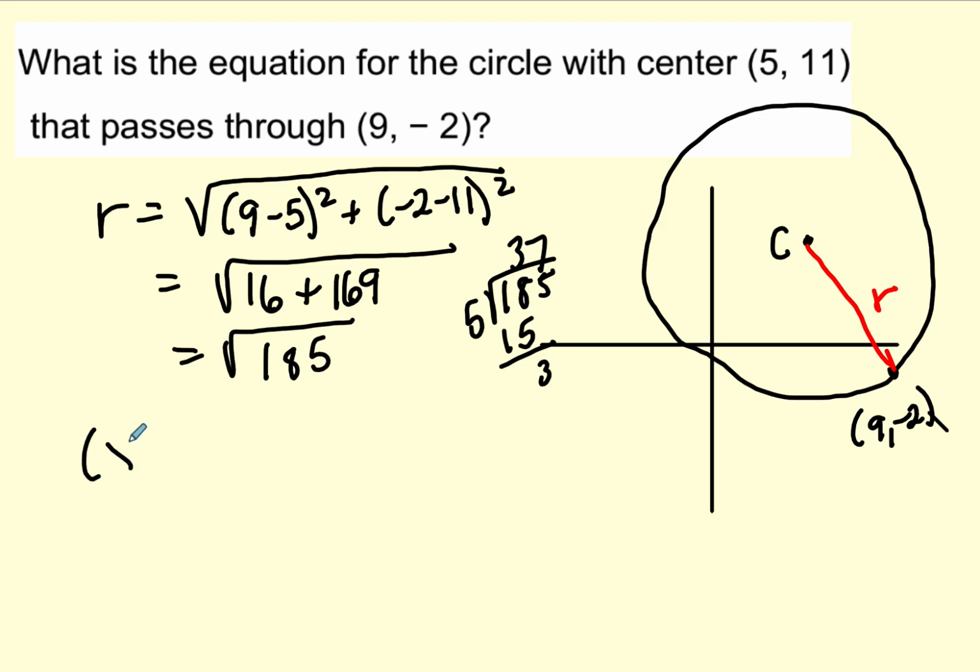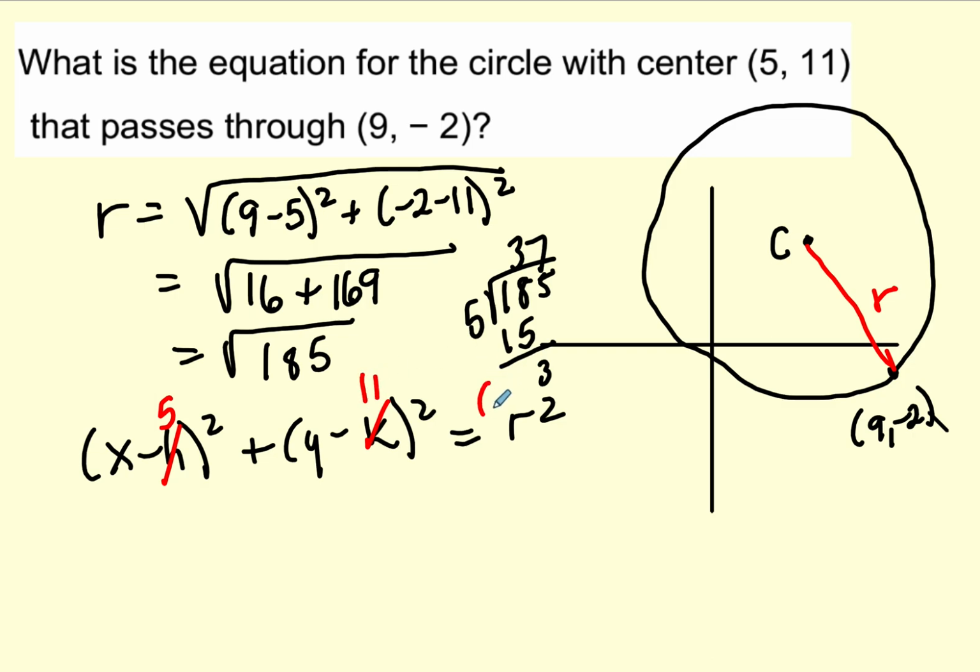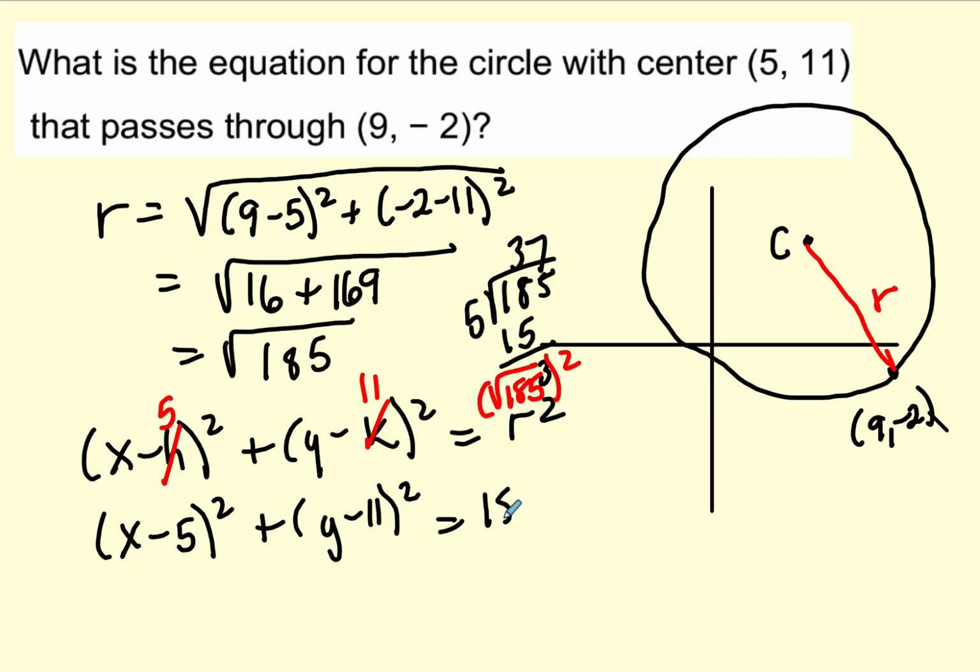So now we're going to go back to our equation, our standard equation, and we're going to put in all our information. And so this number will be a 5, this number will be 11, and inside here will be root 185. And let's clean that up. It looks like this: x minus 5 squared plus y minus 11 squared. And when you take square root and square, that's going to be 185.